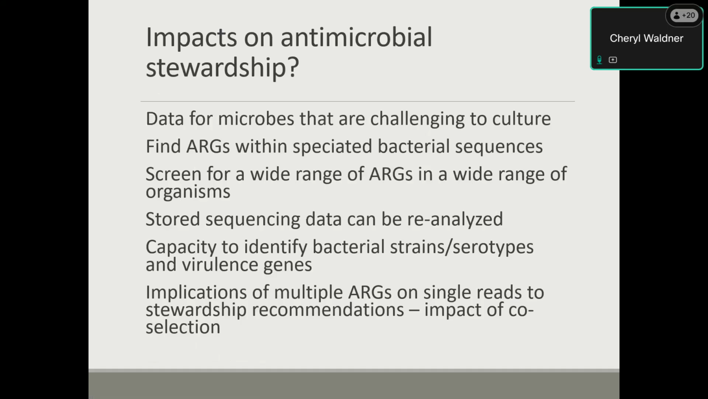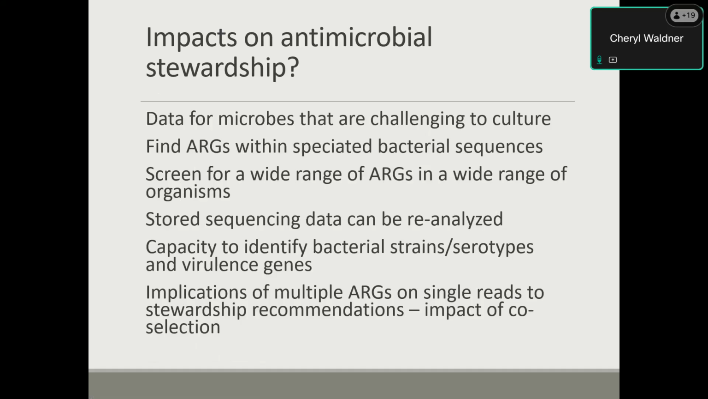Finding ARGs within speciated bacterial sequences: a lot of metagenomics just says the ARG is there. Well, if I'm trying to prescribe for these animals or for people, I kind of want to know what bacteria it's in. I don't want to just know that the ARG is in the sample. I want to know what bacteria it came from, and this will tell me that. I can screen for a wide variety of ARGs and a wider variety of organisms than I can using any other method. And I can store that sequencing data and then reanalyze it later if there's additional information, and we're finding new genes on an annual basis, really, if not much more often than that.